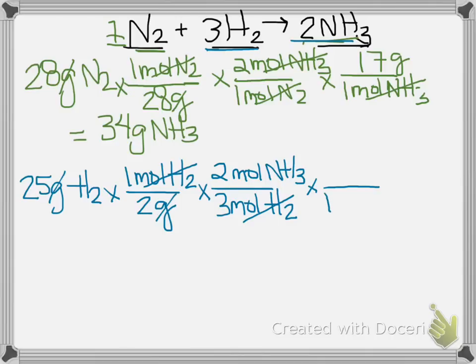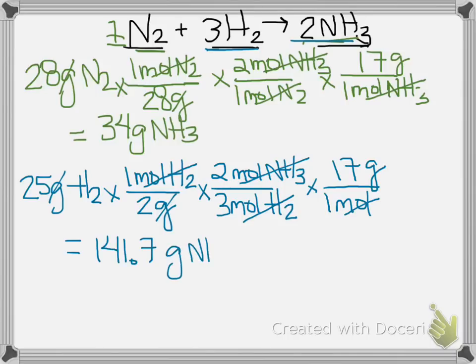So I'll put our 1 mole of NH3 on the bottom. And we found in the first problem that our molar mass is 17 grams. So we can cancel our moles, perform our multiplication of the top numbers and divide by the bottom numbers. We will find 141.7 grams of NH3 could be produced from 25 grams of hydrogen. Now we can compare answers.